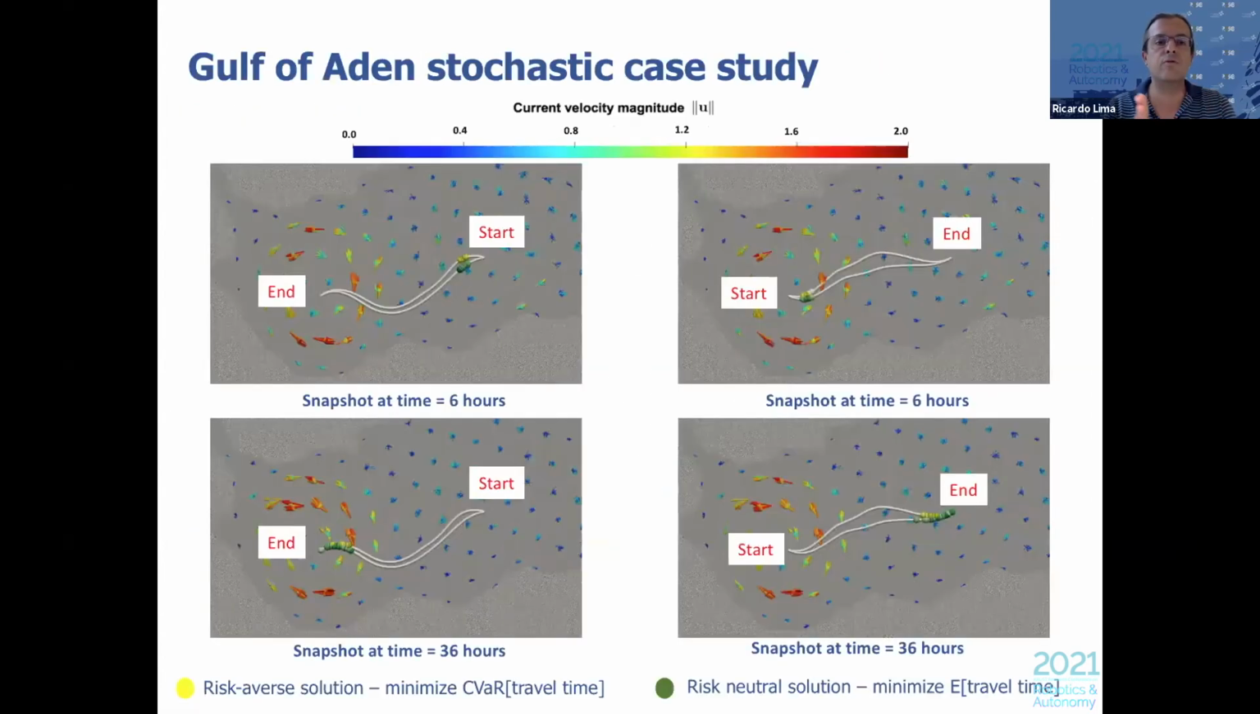We have another example for the Gulf of Aden, where we also use a stochastic approach. We start here and end here in the left column, and in the right column, we start on the left and end here. What we can see is that depending on where we start and end, we obtain different paths. This shows that optimization is able to adapt to the current, but also, depending on using a more risk neutral or risk averse approach, we obtain different paths as solution.